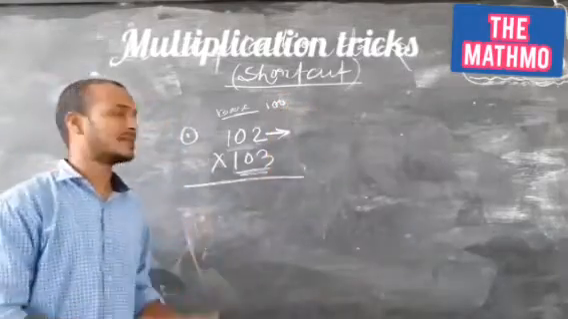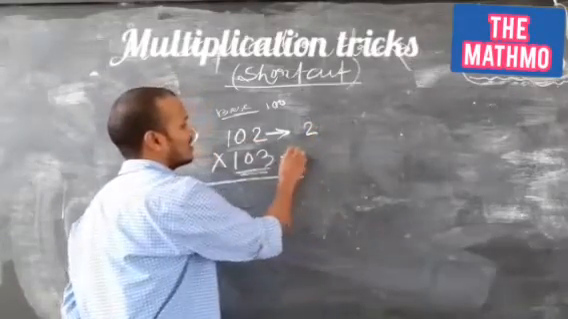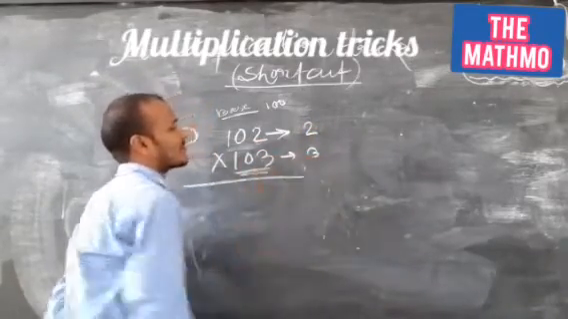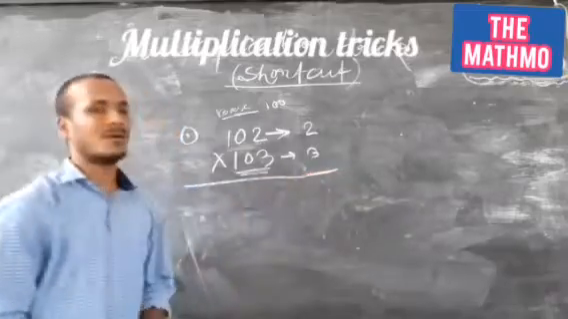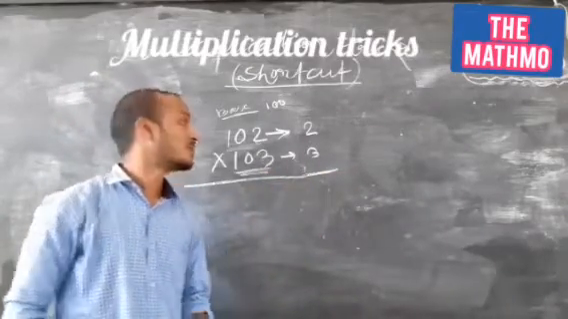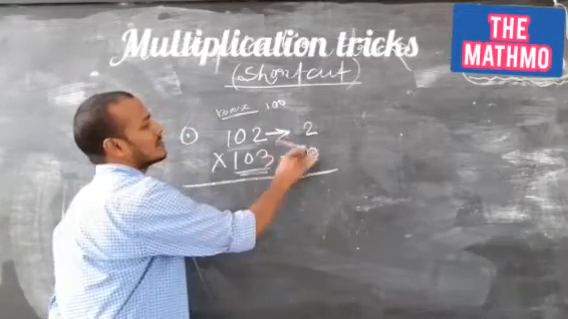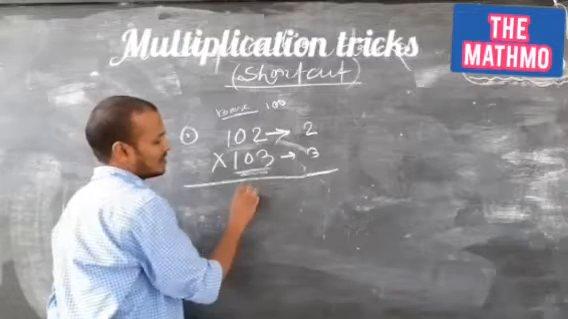Take base as 100 and it is 2 more than 100. 2 more. And this one is 3 more. Only that much you have to find. Then your calculation is over. What to do? You have to add these 3. Let me write this one.